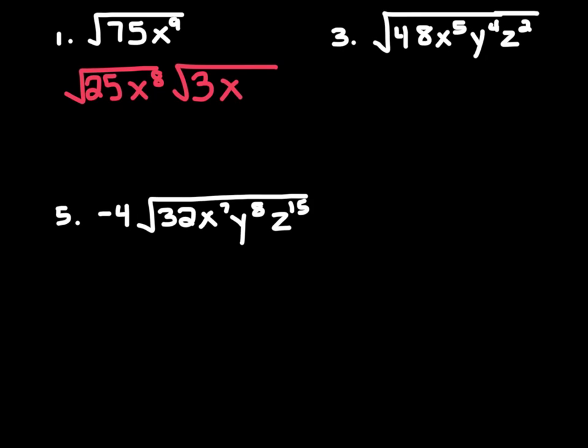Okay, so now let's just simplify. So the square root of 25 is 5. And the square root of x to the 8th, remember, you just take the exponent and divide it by 2. So it would be x to the 4th.